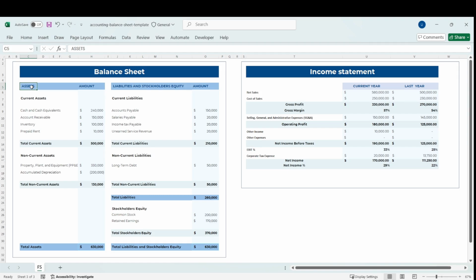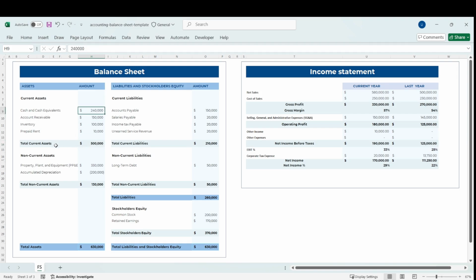So the first thing that we need to look at is the current assets. We have a total current asset of $500,000, which represents around 80% of the total assets. These are the resources that the company expects to convert into cash or consume within a year. Analyzing each component gives insight into the company's liquidity, operational efficiency, and financial flexibility.